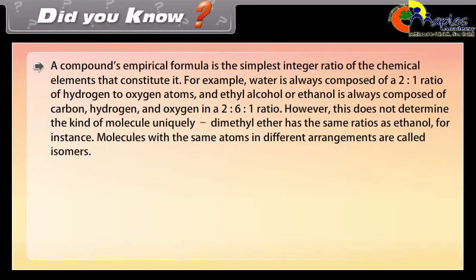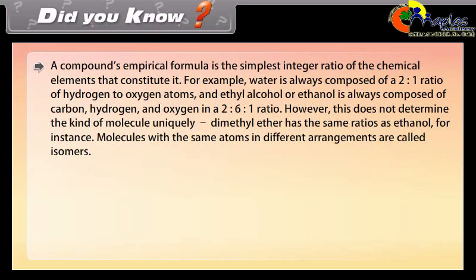Did you know? A compound's empirical formula is the simplest integer ratio of the chemical elements that constitute it. For example, water is always composed of a 2:1 ratio of hydrogen to oxygen atoms, and ethyl alcohol or ethanol is always composed of carbon, hydrogen, and oxygen in a 2:6:1 ratio. However, this does not determine the kind of molecule uniquely. Dimethyl ether has the same ratio as ethanol, for instance.